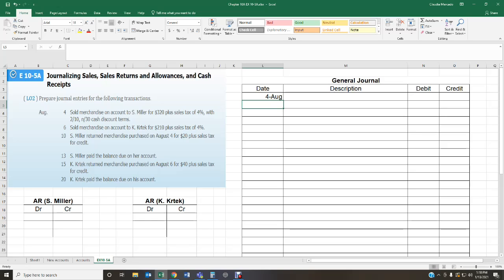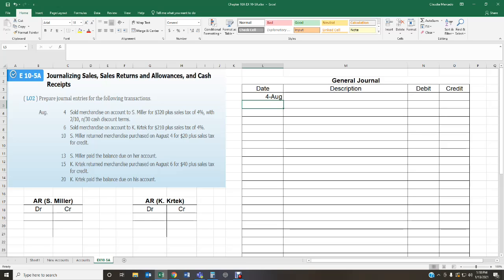Before we move forward, what does all of this say? It says that I sold merchandise on account, which means Miller agreed to pay me later for $320. Miller also has to pay a 4% tax on that merchandise that he purchased. Now we as a company said, hey Miller, if you pay me within 10 days, 2/10, you'll get a 2% discount.